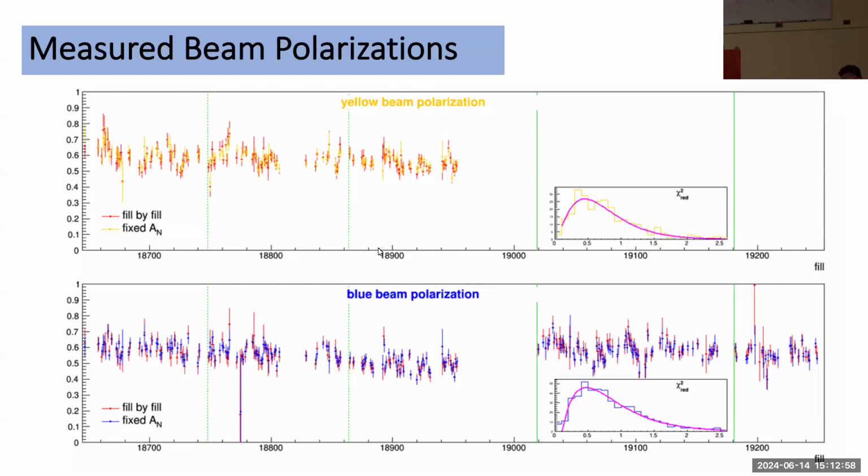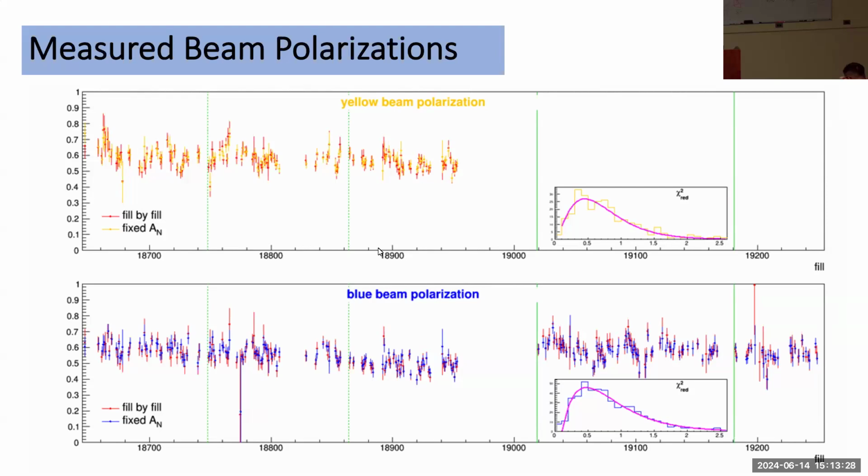So this shows measured polarizations. I think this was done much later than 2009. You see here, fill by fill, the polarization as a function of fill for the yellow beam, which is one of the beams in the ring, and for the blue beam. The polarizations here are of the order of 0.6. So still some way to go to 0.7, but this is typically what we would see right now.